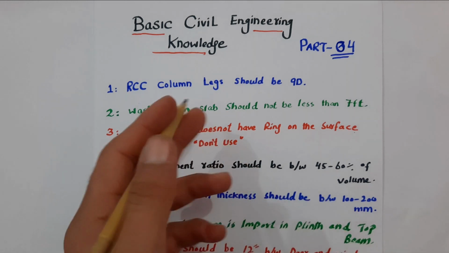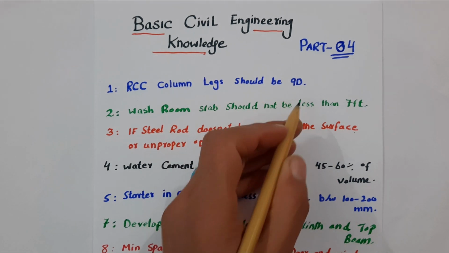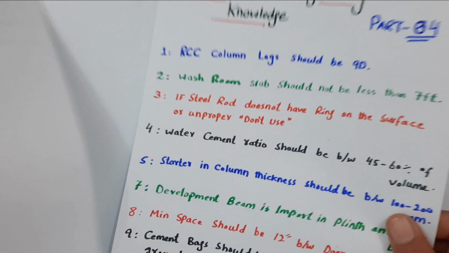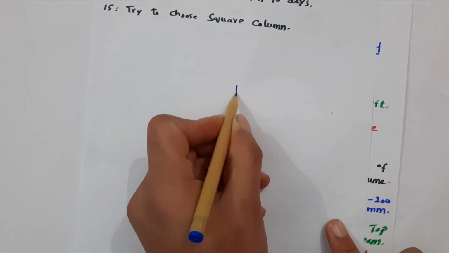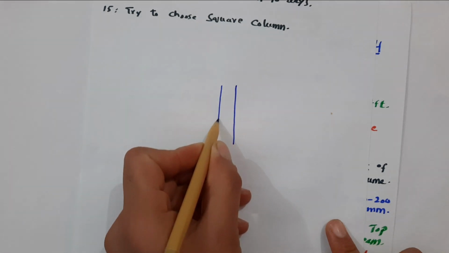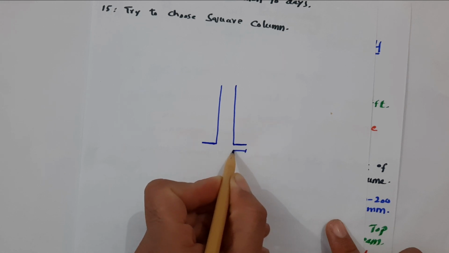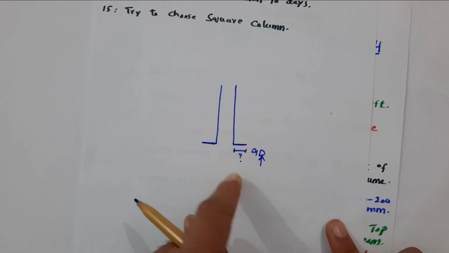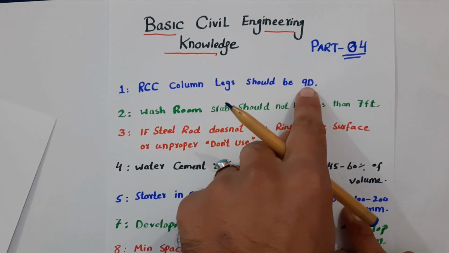So in basic knowledge, especially for civil engineering students, the first one is RCC column legs should be 9D. RCC column legs should be with 9D. Means here you can see this is RCC column, this is the other column, this is the leg, this one. So this length we can get with the formula of 9D, where D is the diameter of the steel rod. This is the first thing which I have discussed. RCC column legs should be 9D.